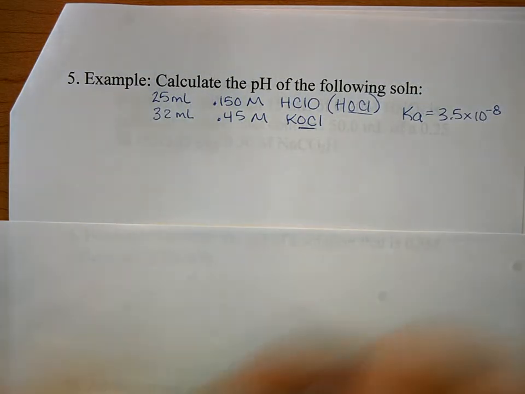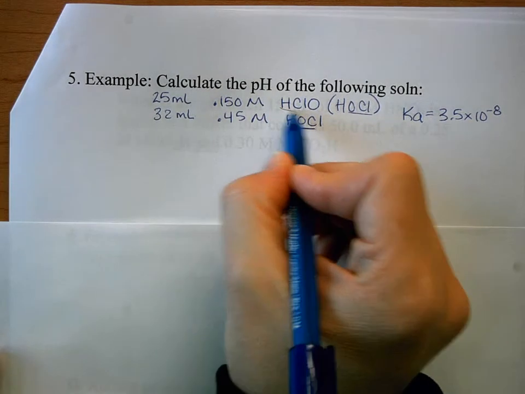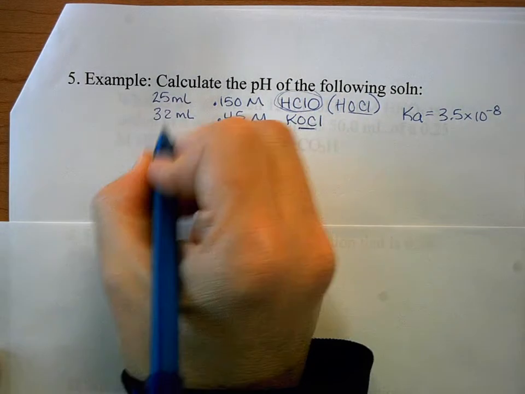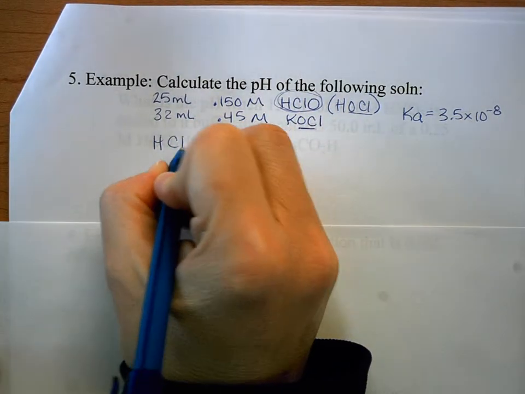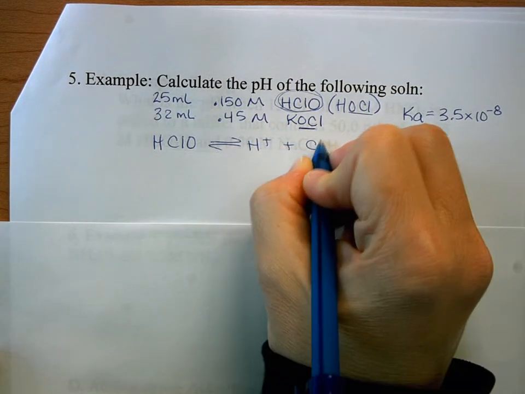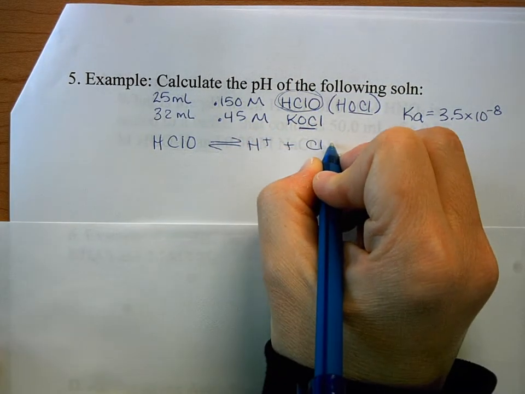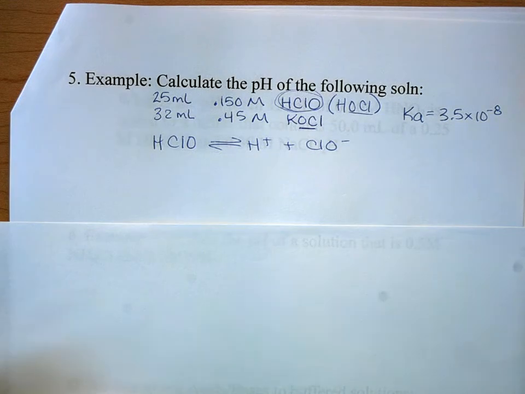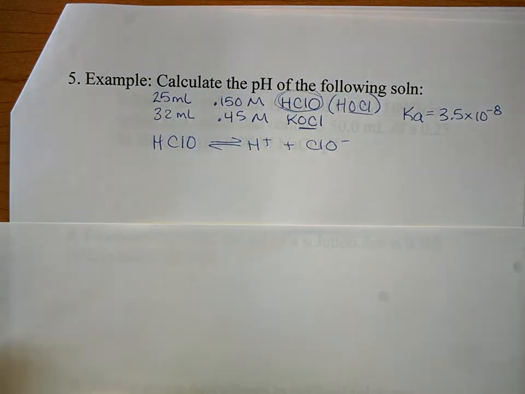My reaction here is just going to be the dissociation reaction of the hypochlorous acid. So HClO dissociating into hydrogen and ClO minus. Okay, go through, figure out millimoles, use Henderson-Hasselbalch to calculate pH.